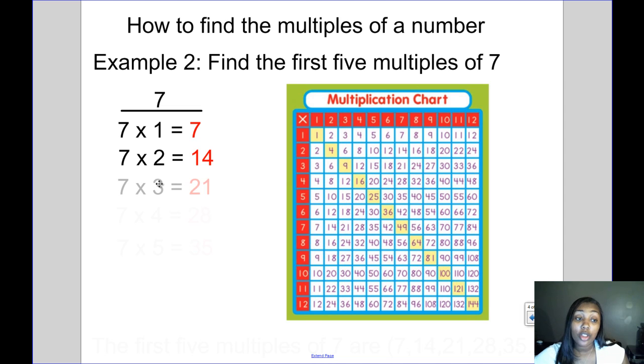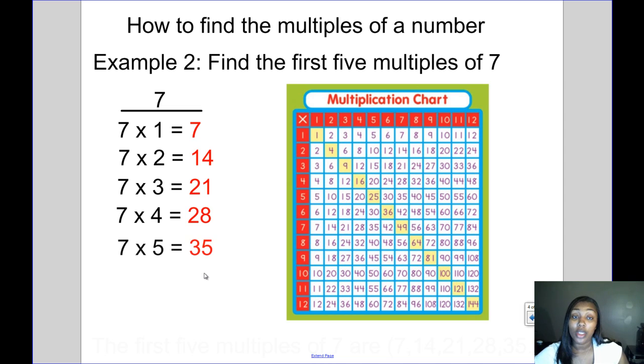The third multiple, 7 times 3, so the third multiple is 21. Then when we do 7 times 4, that gives us the fourth multiple, which is 28. We do 7 times 5, that gives us the fifth multiple, which is 35. And as you can see, all of those values are right here in the table.